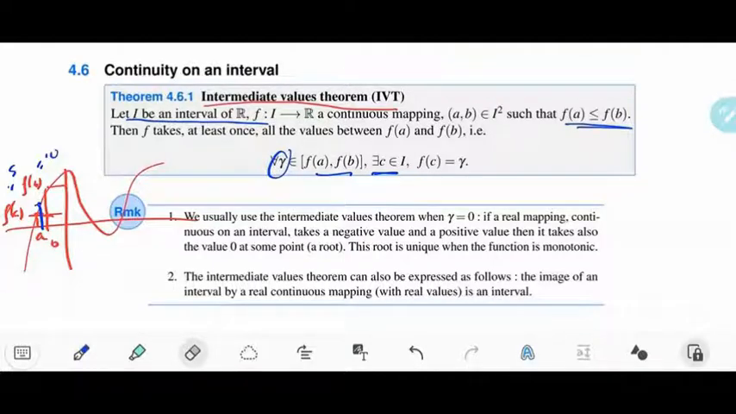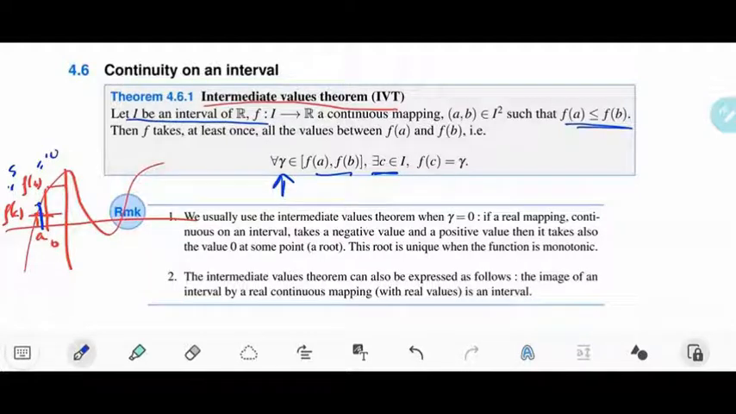This intermediate values theorem is interesting when the gamma that you have in here is equal to 0. So if you have, for example, f of A and f of B, two numbers such that one of them is negative and the other one is positive, then 0 is a number between f of A and f of B. So 0 has a pre-image. So there exists a number C such that f of C is equal to 0.